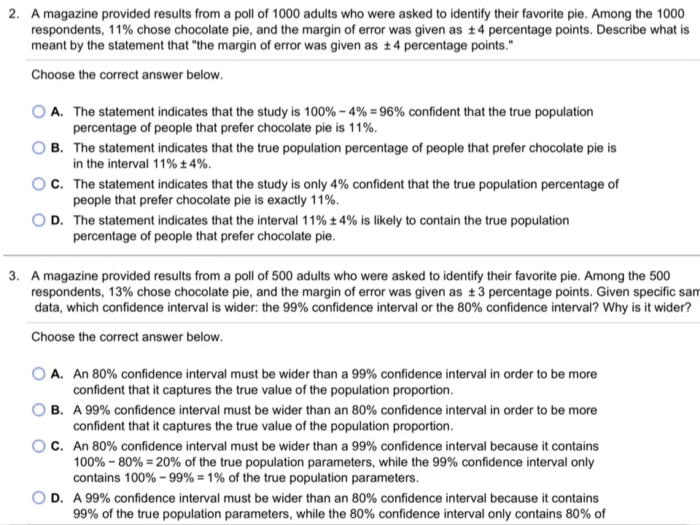Describe what is meant by the statement that the margin of error was given as plus or minus 4 percentage points. What does that phrase mean? The margin of error plus or minus 4 percentage points. Does it mean the statement indicates that the study is 100% minus 4, 96% confident? Is that right? No, they're not saying they're 100 minus 4.